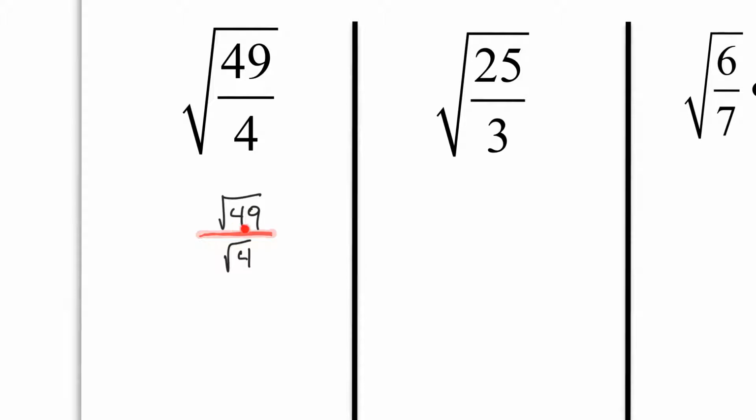If you look at the numbers, 49 is a perfect square number because 7 squared is 49. So that means the square root of 49 is 7, because if you square that number, it gives you back the radicand. And for the 4 on the bottom, 2 squared is 4. So the square root of 4 is 2 because 2 squared equals 4. So I'm going to put the 7 on the top and the 2 on the bottom. So my answer is this fraction.